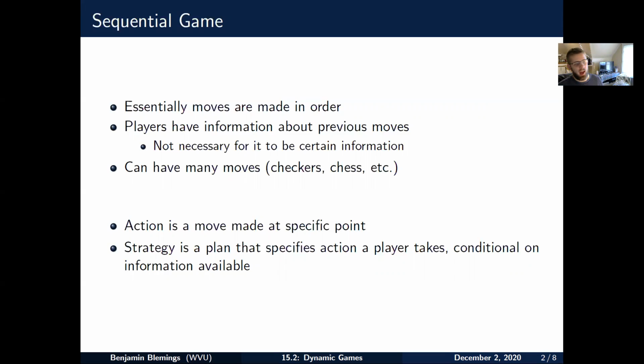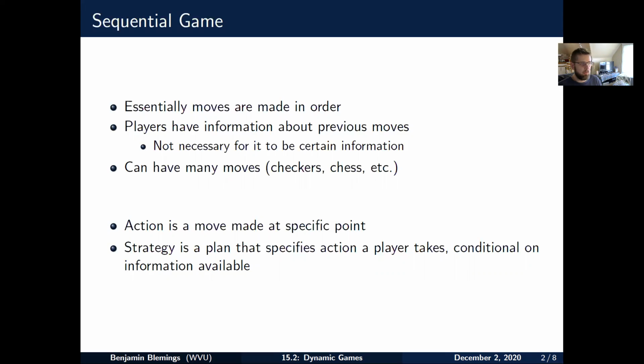And so we have this action, which is a move made at a specific point, which I talked about last class, and the strategy is a plan, conditional on the information available. However, with a simultaneous move game, there is really no difference between action and strategy, because your action is a strategy: you don't have any additional information as the game goes on, you just pick.